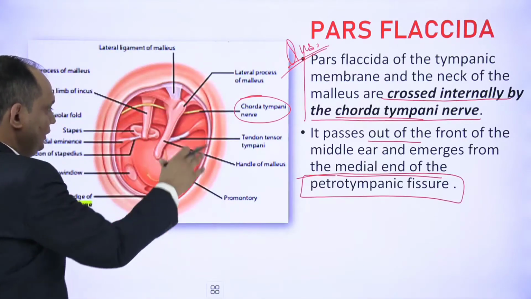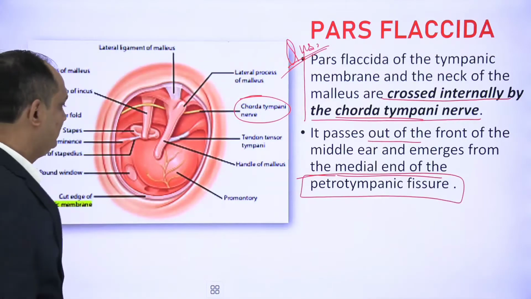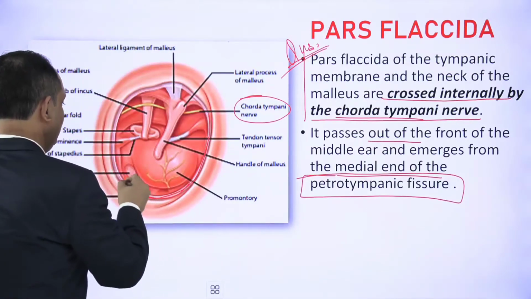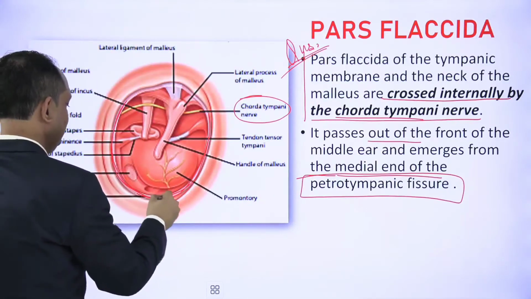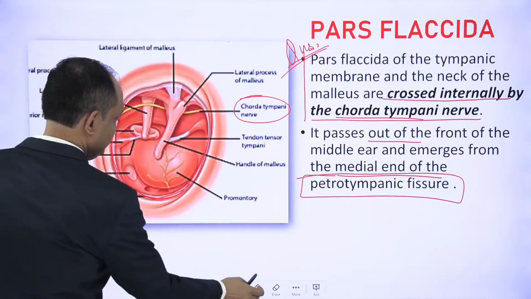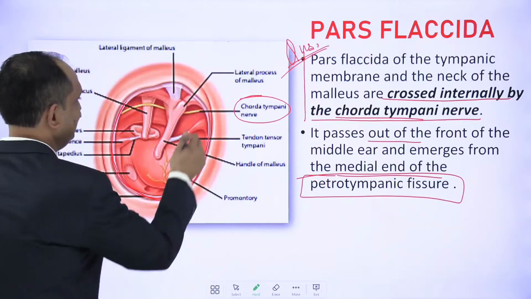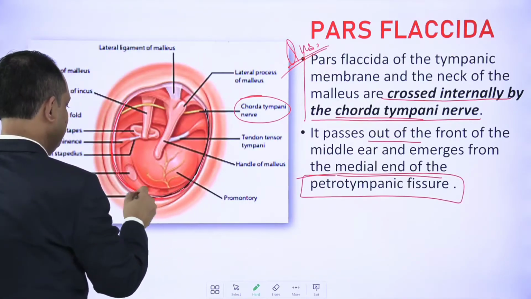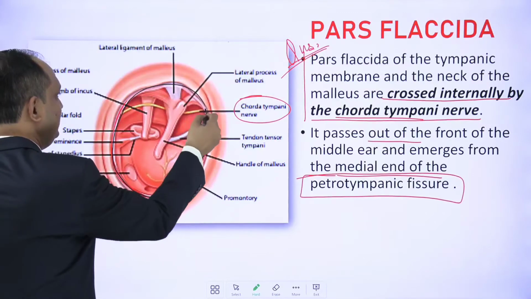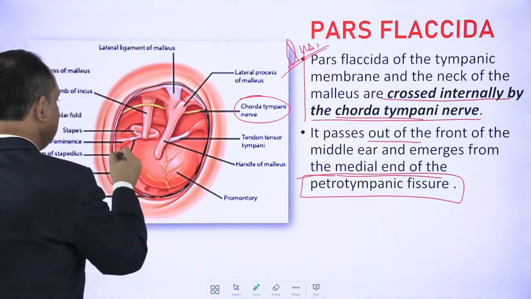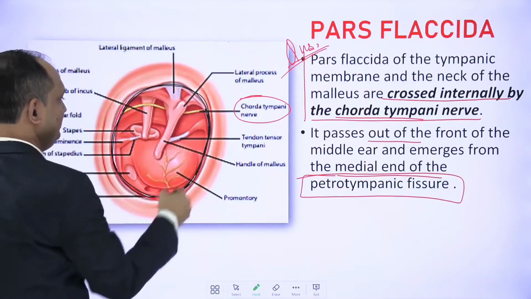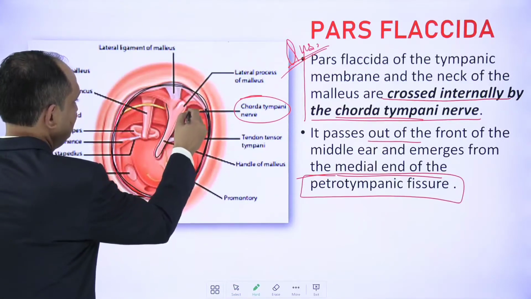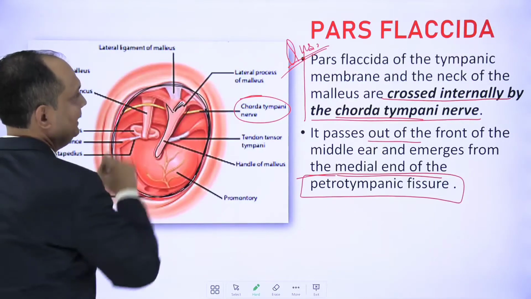Now, the image is showing the cut margin of your tympanic membrane. For demonstration purposes in this diagram, the annulus is there, but the remaining part of the membrane has been removed. As soon as you cut the tympanic membrane, you can see inside there is the handle of the malleus. This is the handle, and this is the lateral process of the malleus.